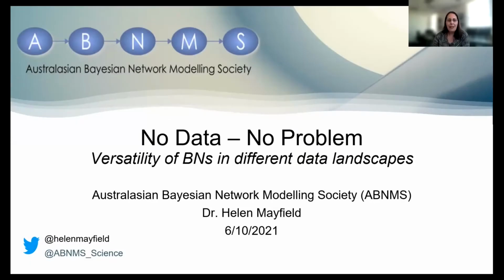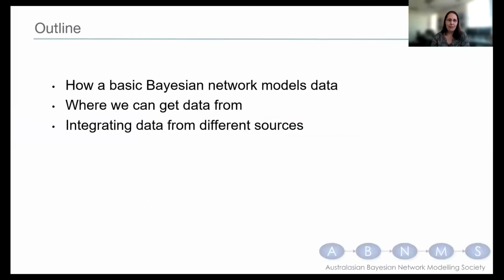Thanks everyone for joining. Today I'm going to be presenting on behalf of the Australasian Bayesian Network Modelling Society on No Data, No Problem, looking at the versatility of Bayesian networks in different data landscapes. We're going to go through really quickly a little bit about how a basic Bayesian network models the data. Then we're going to have a look about where we can get this data from, and finally how we can integrate all this data from different sources into a single model.